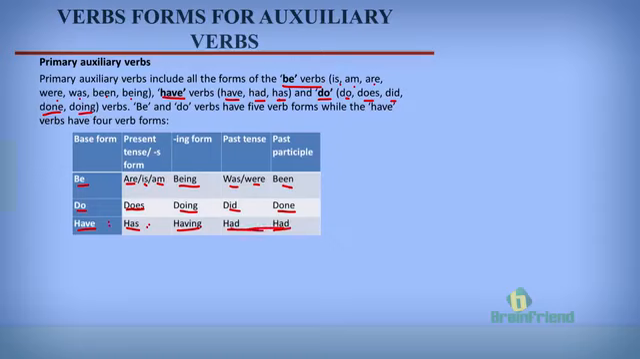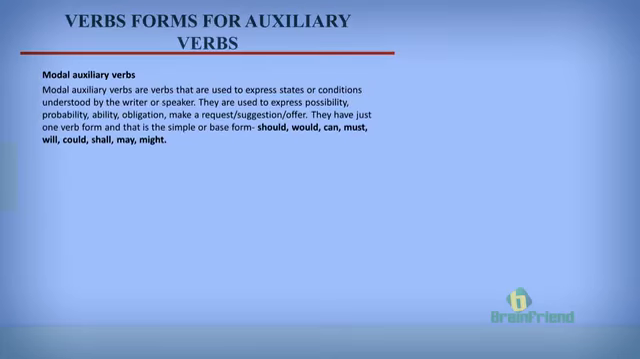So primary auxiliary verbs have different numbers of verb forms also. The be verbs and the do verbs have 5 verb forms, while the have verbs have just 4 verb forms. Now, we've looked at primary auxiliary verbs.